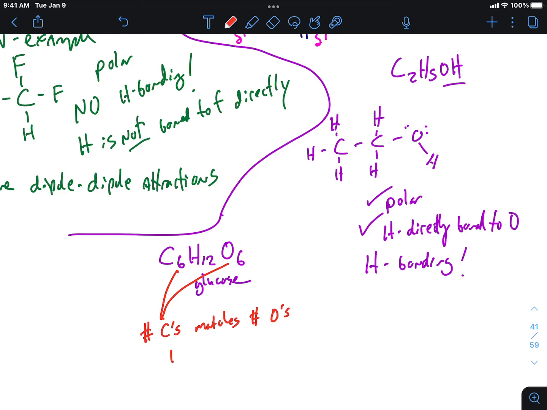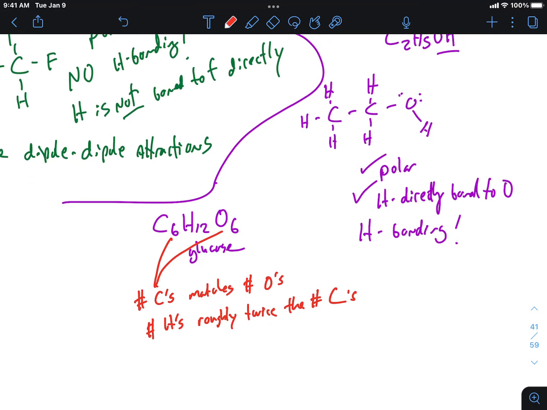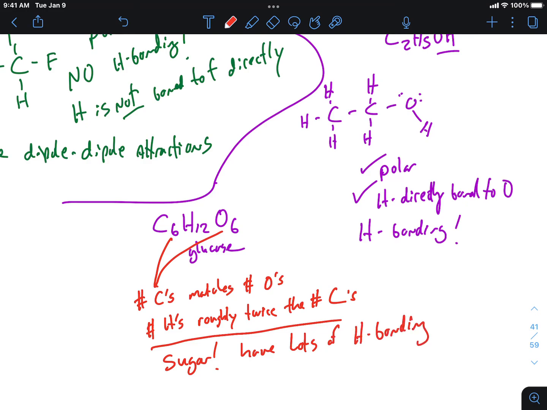And the H's are roughly twice the number of carbons. So if you see a formula that meets this criteria, it's got a bunch of C's, but it's got twice as many H's, and the number of O's is about the same as the number of C's, that's a sugar. And sugars have lots of hydrogen bonding. What state of matter is sugar? Yeah, it's a solid.